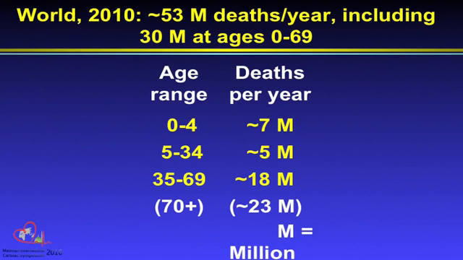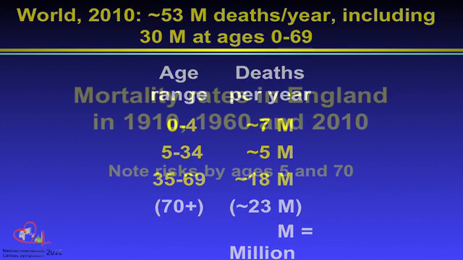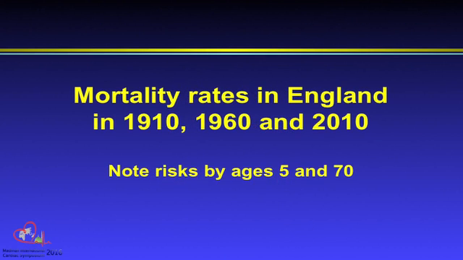and 30 million, about two-thirds, occurred before the age of 70: 7 million before the age of 5, 5 million between 5 and 34, and 18 million between 35 and 69, and my focus today is mainly on this. So one way is to look at the history of countries, and England is a country that has good statistics going back to the 1800s.